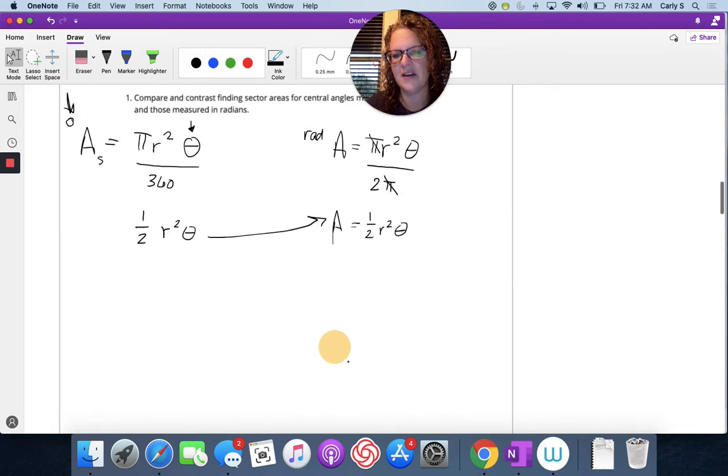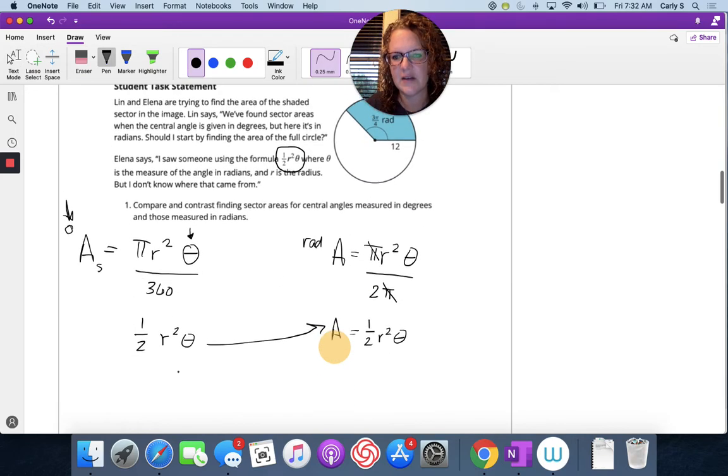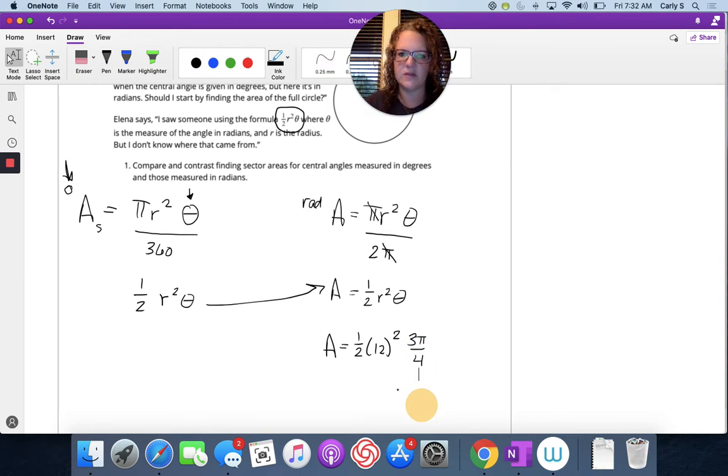Oh, and then find the area of the sector. So we have area of the sector equals 1/2 radius squared times the central angle, which is 3 pi over 4. All right, let's do some handy dandy math. 12 squared.